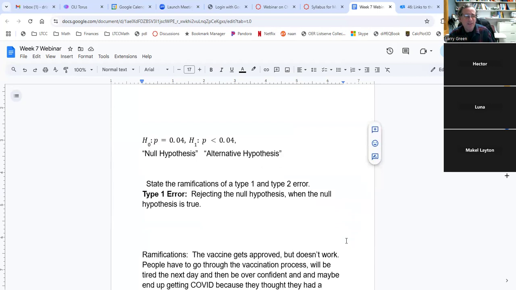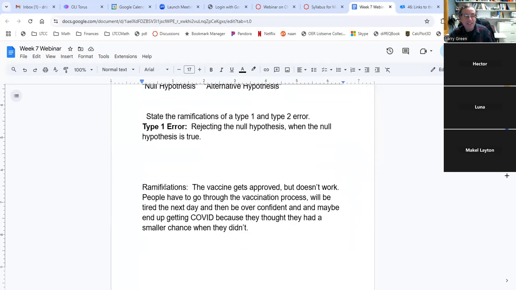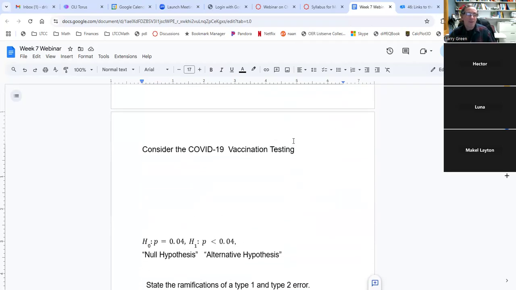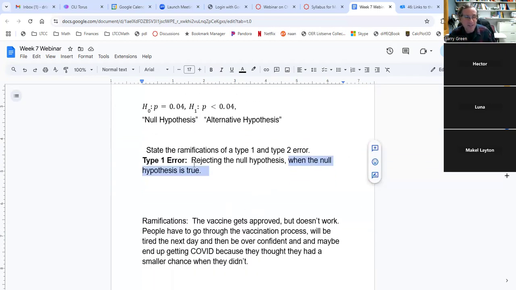So let's talk about the ramifications. Here are the ramifications for the type 1 error. And by the way, in shorthand, type 1 means you reject the null hypothesis, and the null hypothesis really was true. Okay? So that means we're going to say, yeah, the population proportion, if everyone got vaccinated, is less than 4%, let's get everyone vaccinated. And then it isn't really less than 4%. That's the ramification of a type 1 error.